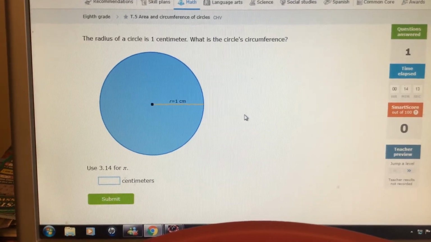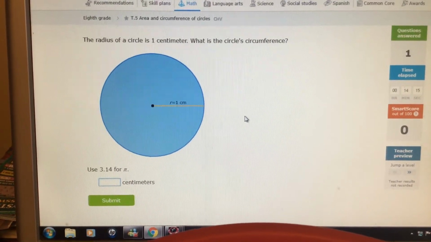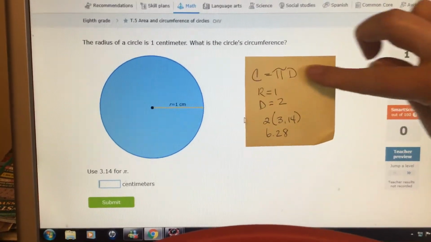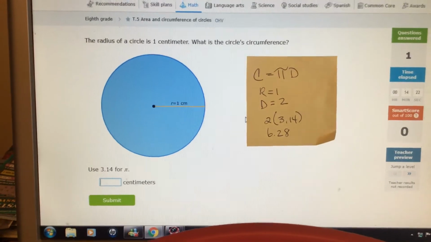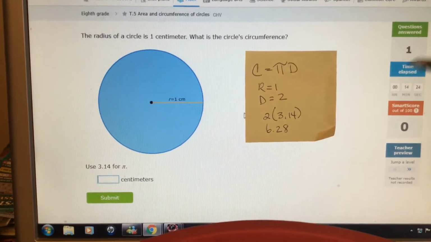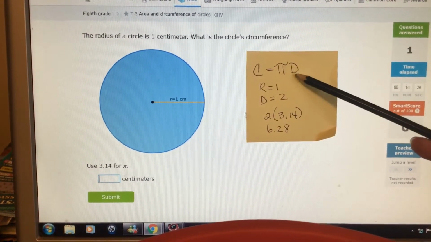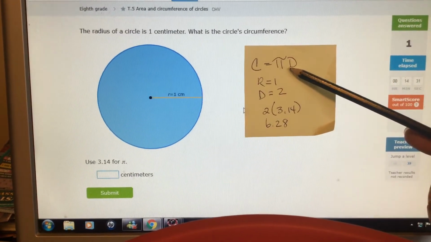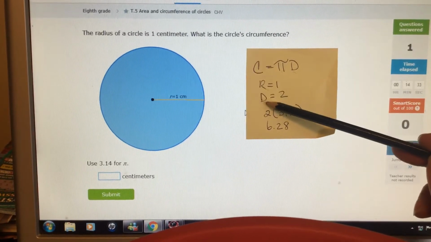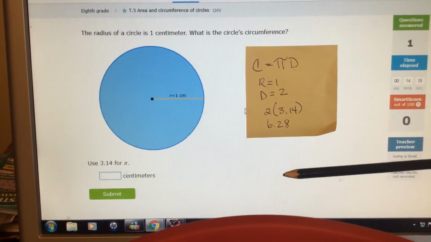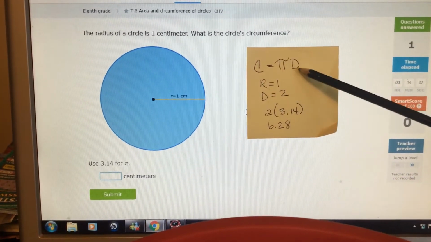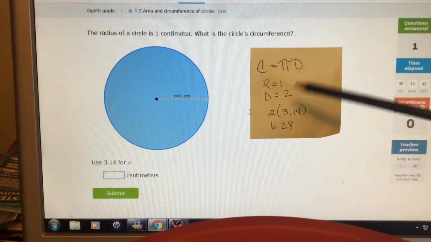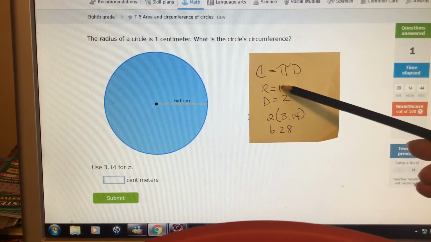So this is my thought process, and this is what I would do on a piece of scratch paper. First thing I did was I wrote down the formula for circumference. And we already know that circumference is equal to pi times diameter. So remember how I mentioned in the notes that you should be writing down the radius and the diameter for every problem? This is why. We need a diameter to find circumference, and they've only given us the radius.